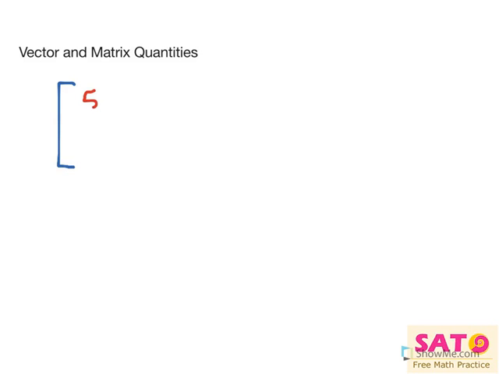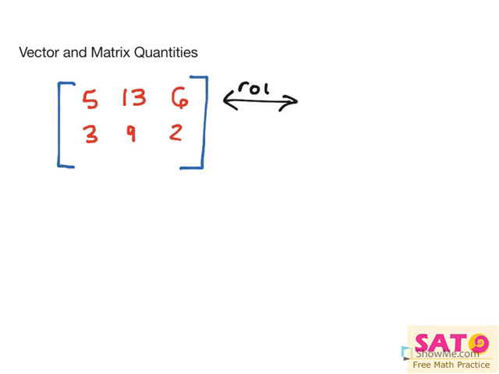So let's say we have 5, 13, 6, 3, 9, and 2 in our box. And this box is an array. And if you have ever coded, that's what you would use a lot of times, an array of numbers. And this has 2 rows, which are the sideways ones, rows, and 3 columns, which are the up ones, columns.